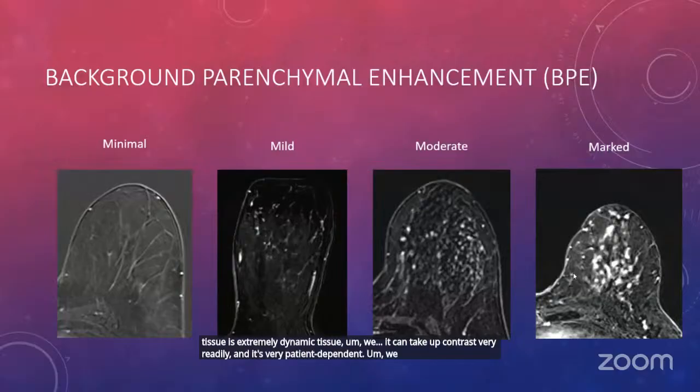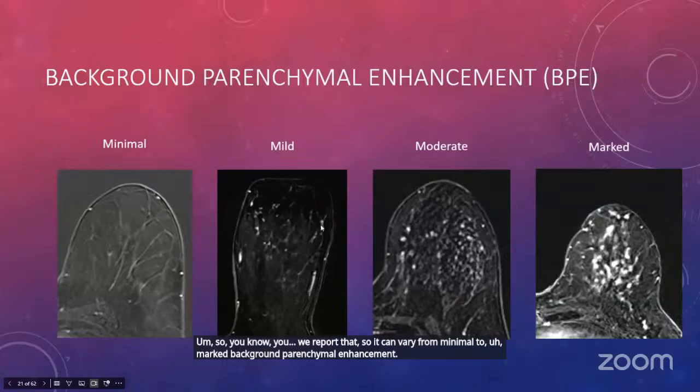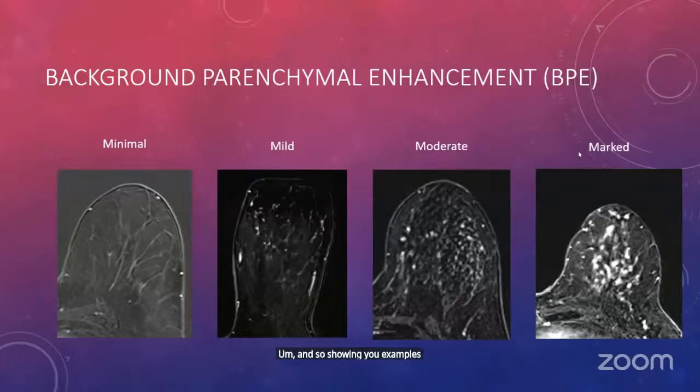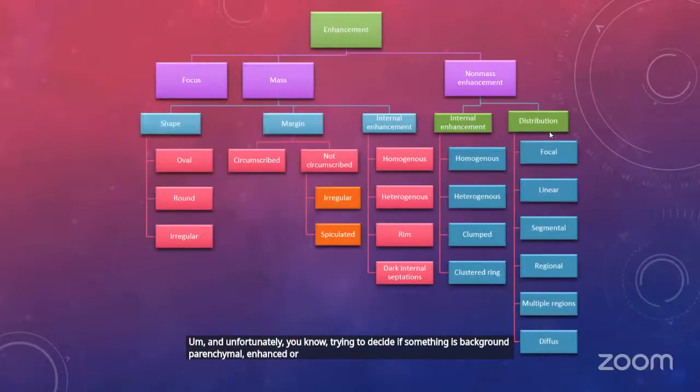We try and optimize our breast MRIs for the menstrual cycle. I'm forgetting off the top of my head, but somewhere around 7 to 14 days after the menstrual cycle for minimum background parenchymal enhancement. I apologize, I might have gotten that wrong, but that's something you can Google. We report that, so it can vary from minimal to marked background parenchymal enhancement. And so, showing you examples of each of these levels. And unfortunately, trying to decide if something is background parenchymal enhancement or a suspicious finding can be a difficult task.